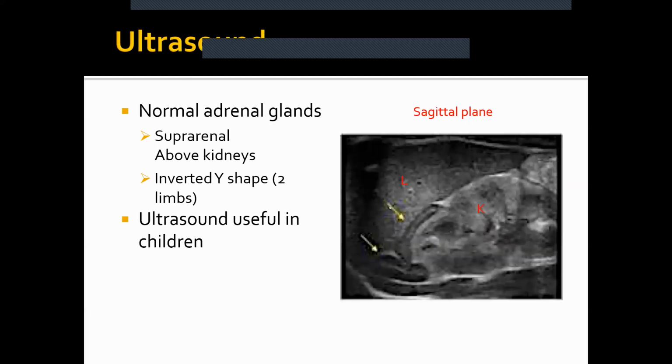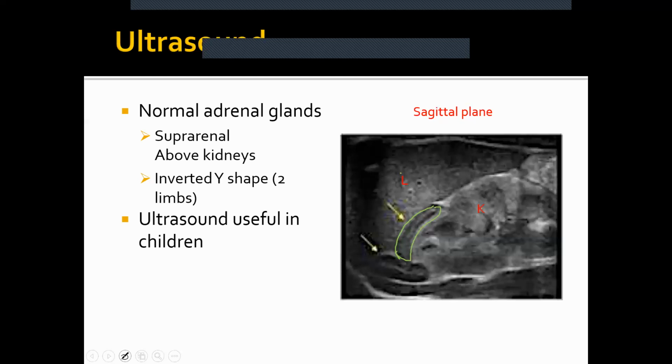And so here on ultrasound, you can view the adrenal glands. I can see it's this tiny structure over here that's by the liver and the kidney. Now they're going to be above the kidneys and they're going to have the inverted Y shape.